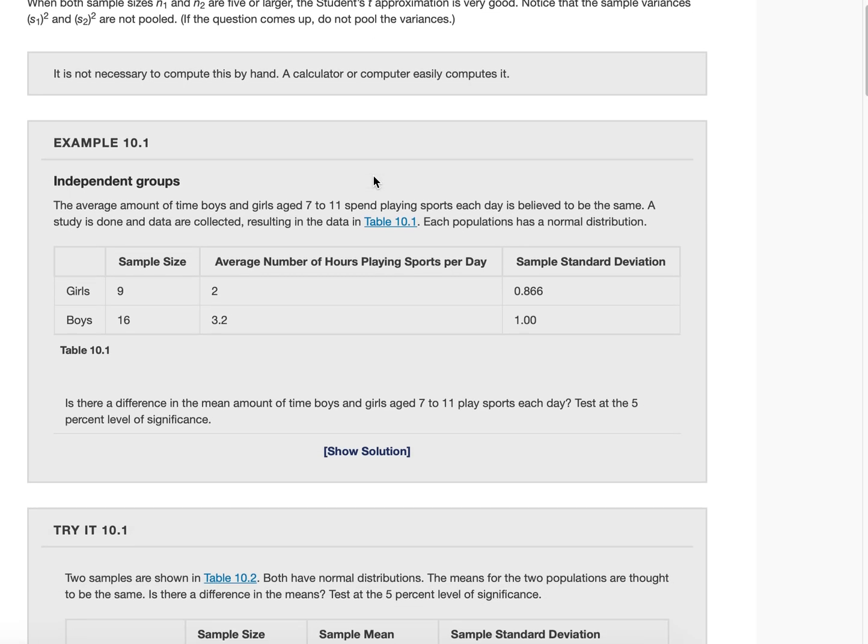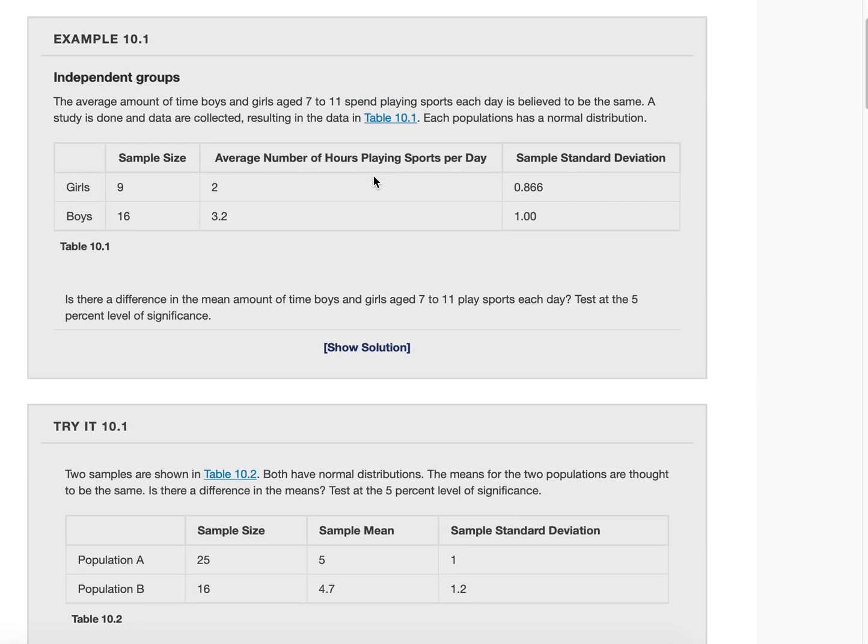So let's look at an example. Here I have example 10.1. I have the average amount of time boys and girls, so two different groups, ages 7 to 11, spend playing sports each day, and it's believed to be the same. So that's what I'm looking to test here. A study is done and data is collected that results in what's given in this table. I want to know, is there a difference in the mean amount of time boys and girls play sports each day? And I want to test that at the 5% level of significance.